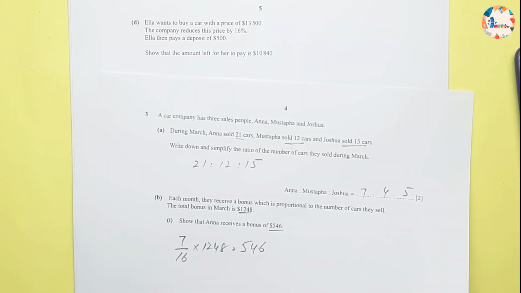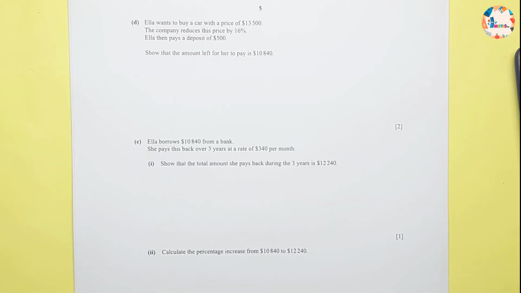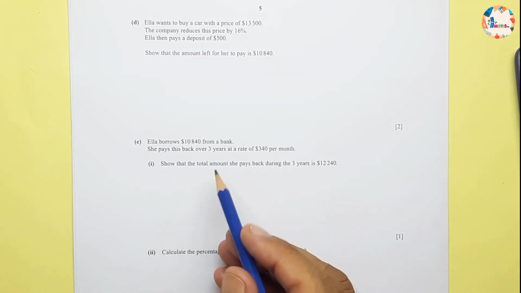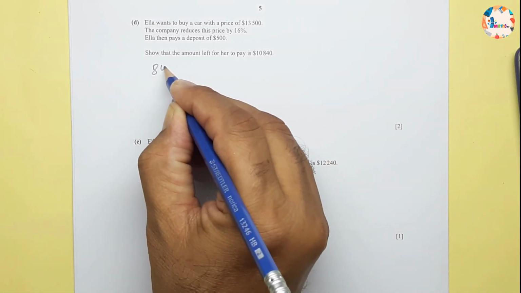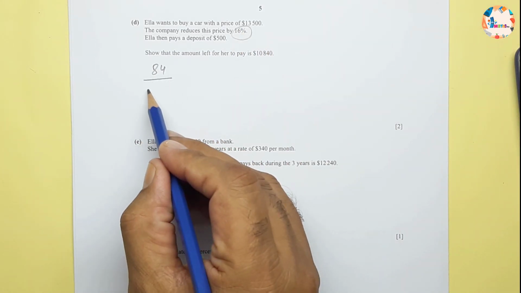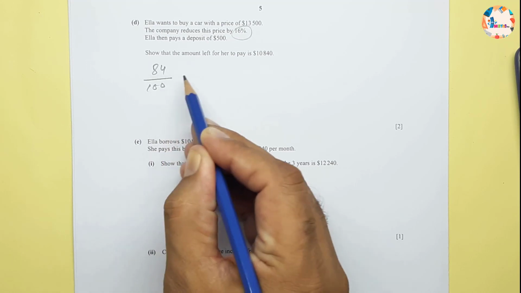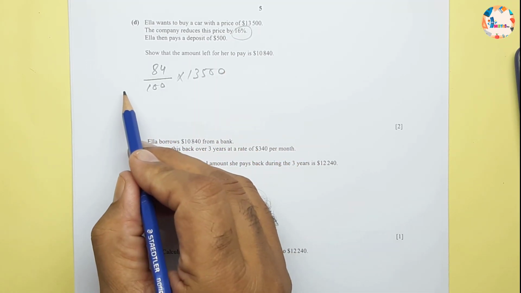D part. Ella wants to buy a car with a price of this one. The company reduces this price by 16%. Ella then pays a deposit of $500. Show that the amount left for her to pay is this one. So 84% basically, because 16% is the reduction. So 84% of this amount she needs to pay.